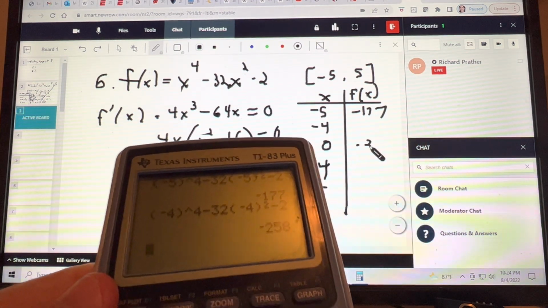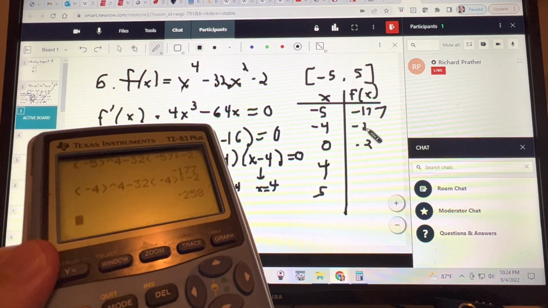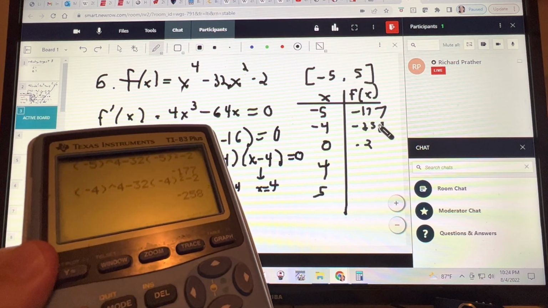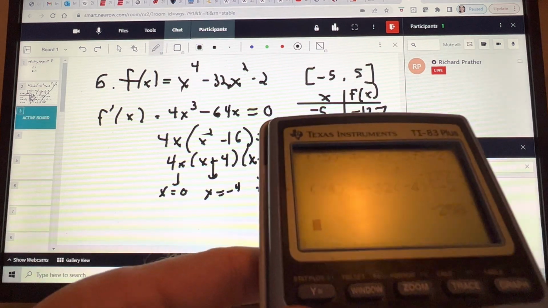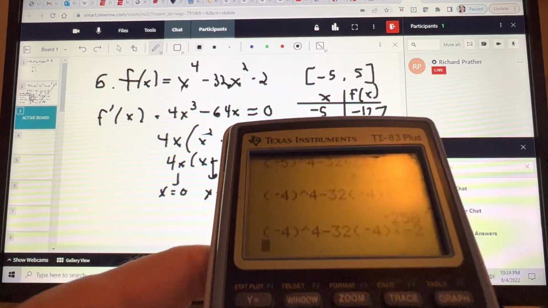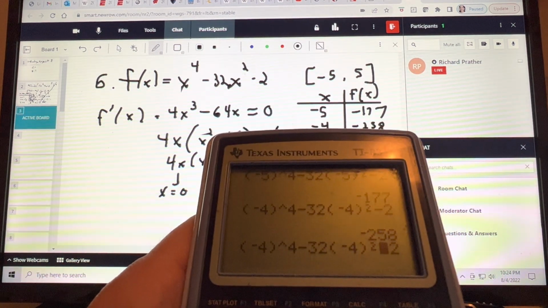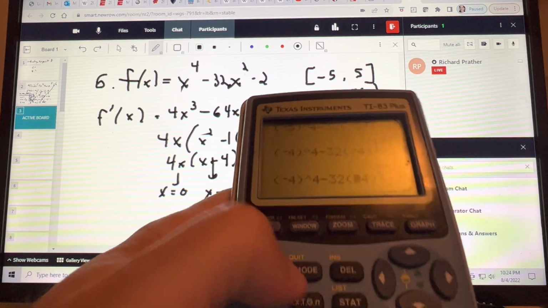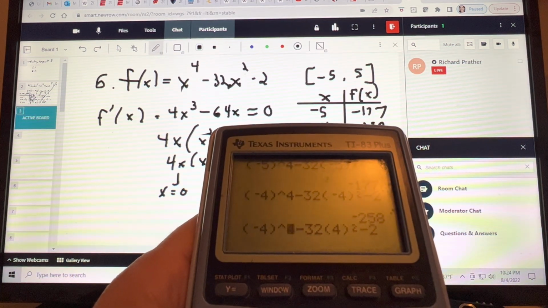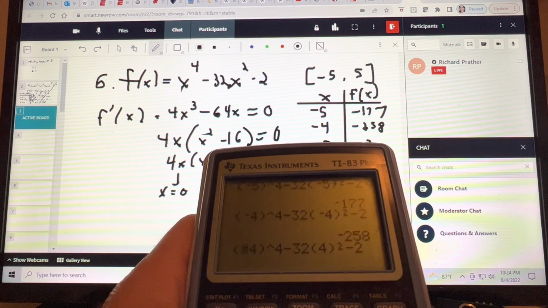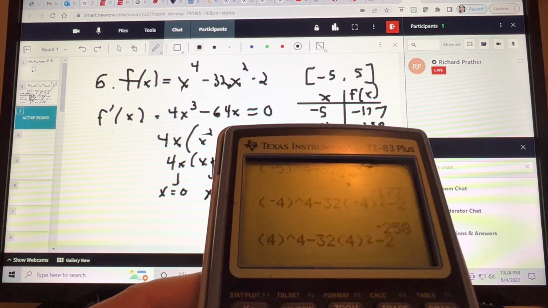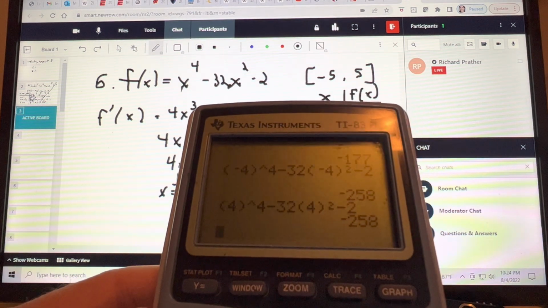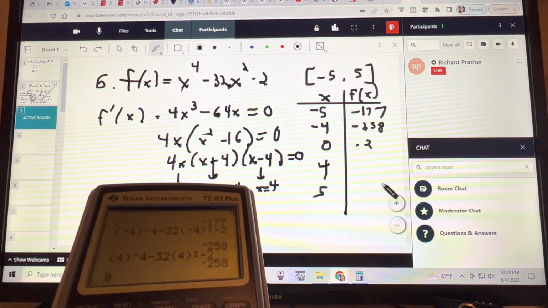-250. 58, sorry, -258. That's the smallest one so far. And then I want to do +4, so I'm going to do second enter and delete the negatives off the 4s. Delete. Oops, too far. Delete. So f of 4 is, we got a tie, -258.